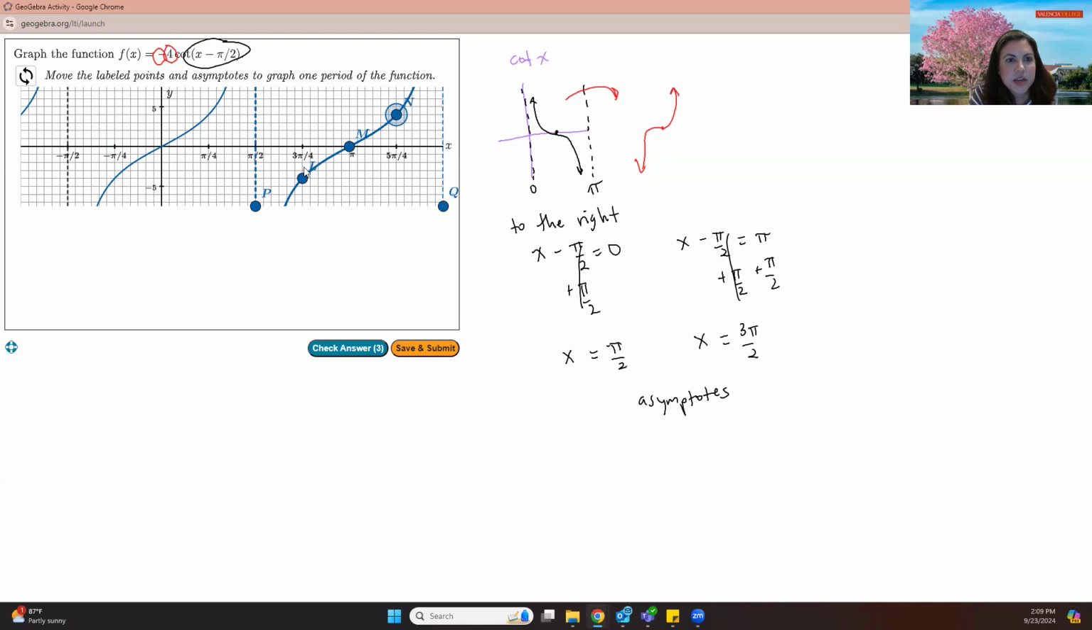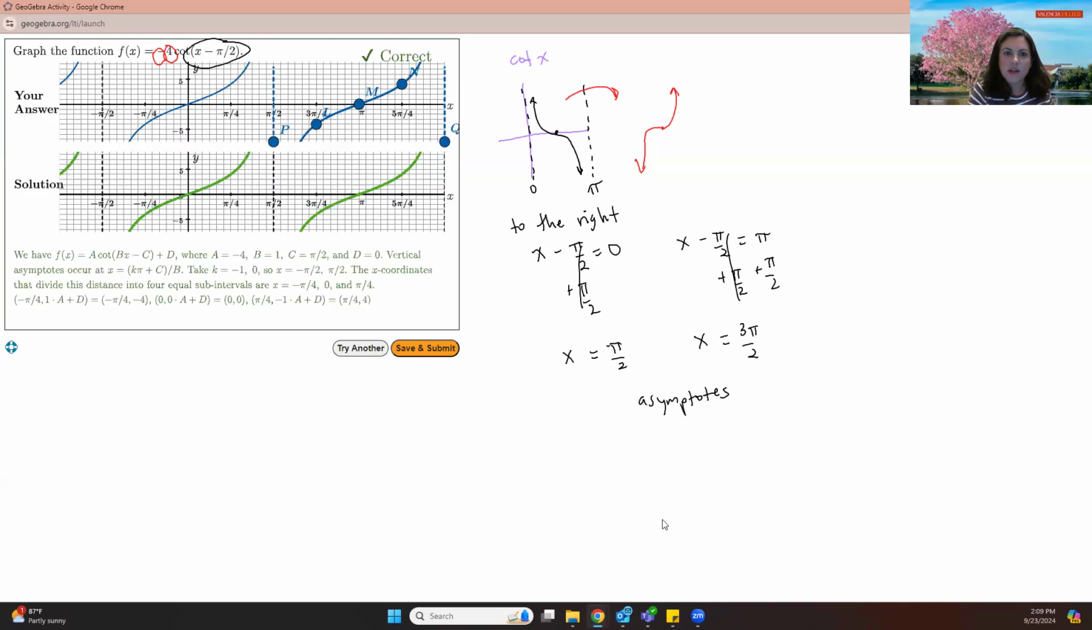Let me double check. I know it can be a little tricky to graph these on the calculator, but just to recap, I found my asymptotes, which were shifted to the right. I reflected the shape of my graph, and I moved those points up to +4, -4. Let me check this answer. All right, and that looks like we're good.